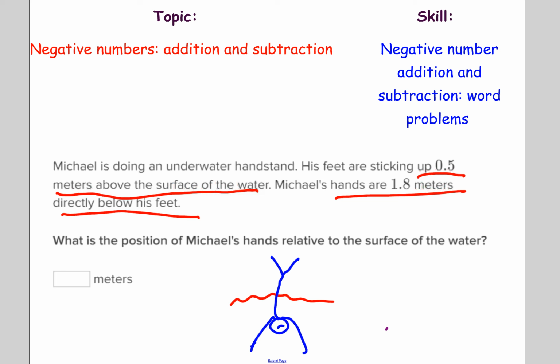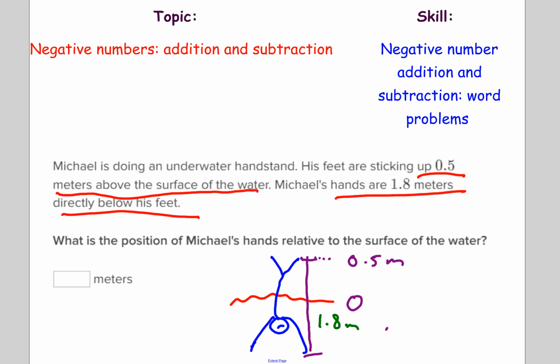So he's doing an underwater handstand. His feet are sticking up 0.5 meters above the surface of the water. So the surface of the water is 0, and his feet are 0.5 meters above the water. Michael's hands are 1.8 meters directly below his feet. Now, does that say directly below the water? No, it's directly below his feet. So you have this distance right here from there to there. That distance is 1.8 meters, right?